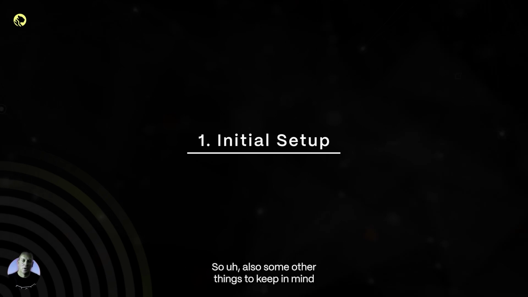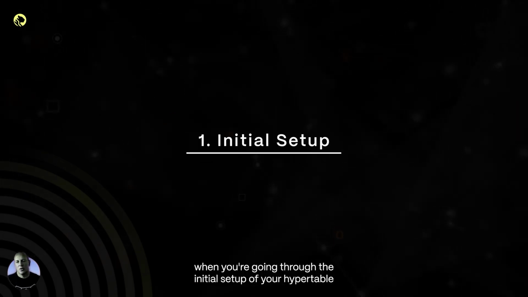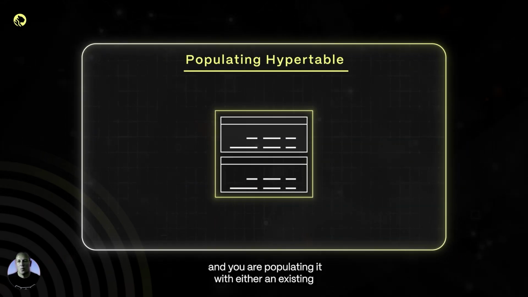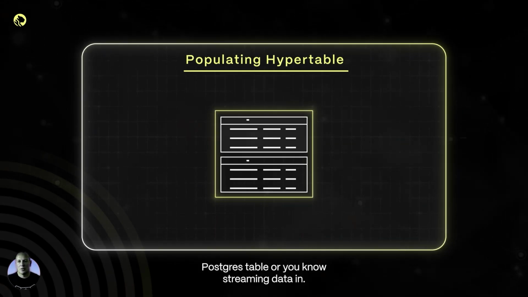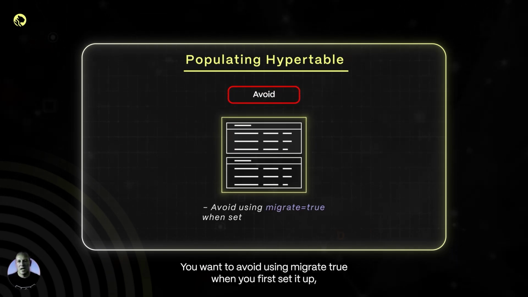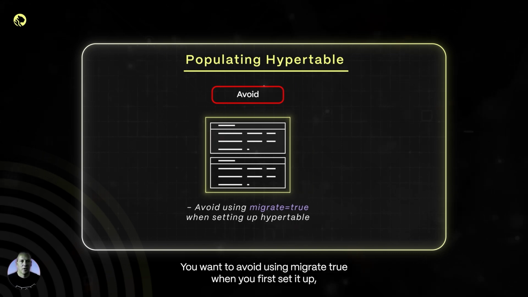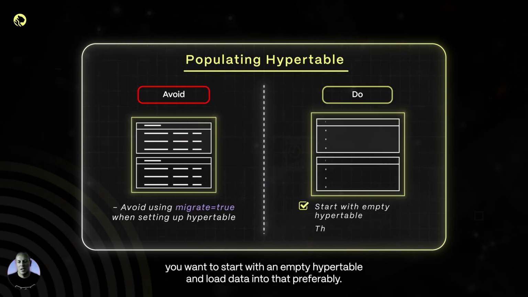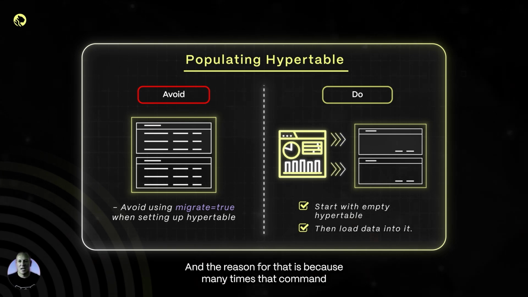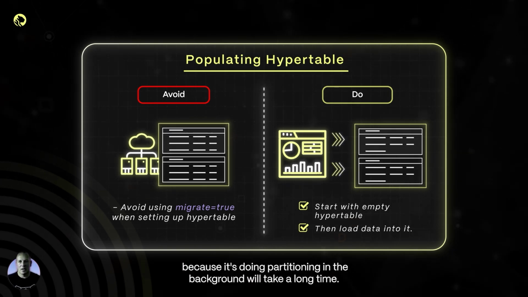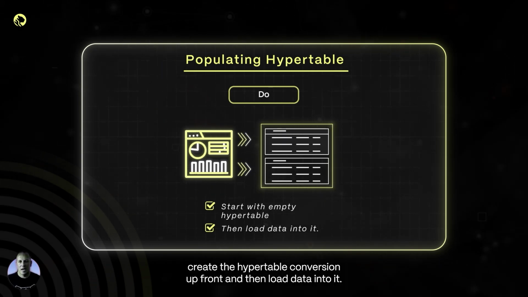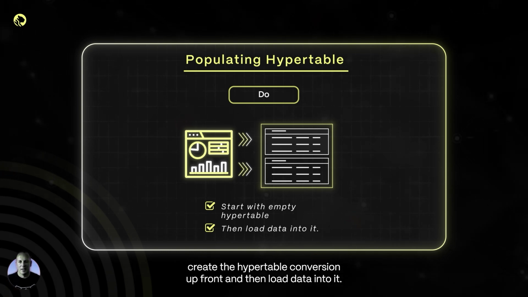So also, some other things to keep in mind when you're going through the initial setup of your hypertable and you are populating it with either an existing Postgres table or streaming data in, you want to avoid using migrate_data true when you first set it up. You want to start with an empty hypertable and load data into that preferably. And the reason for that is because many times that command, because it's doing partitioning in the background, will take a long time. So you're better off and you're more stable if you just create the hypertable conversion up front and then load data into it.